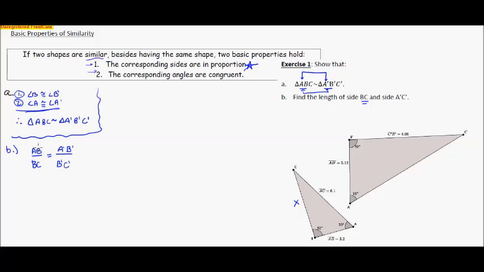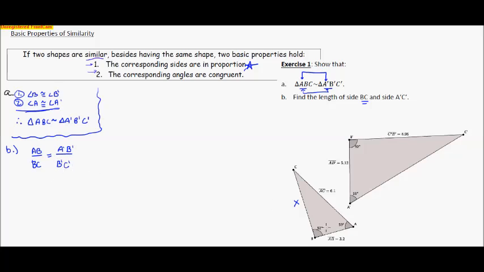Alright? I went from left triangle to right triangle. AB, A prime, B prime. I went down here and I did the same thing. Left triangle to right triangle. And I just matched up the corresponding sides. So now I've got everything set up. I just plug in the numbers.